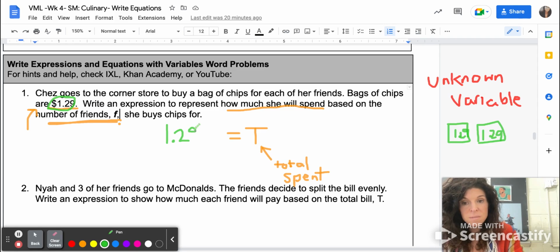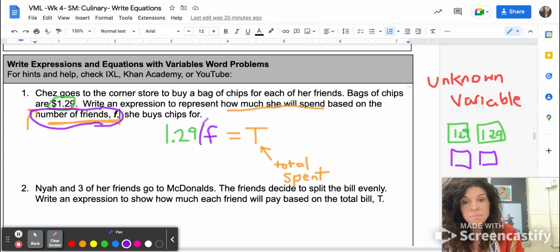Here's where the tricky part comes in. We don't know how many friends. We don't know how many bags of chips. We don't know exactly how many. So that is going to be our variable. However many bags of chips she needs, that is going to be her number of friends, and we're going to multiply. So 1.29 times the number of friends will be the total she spent.